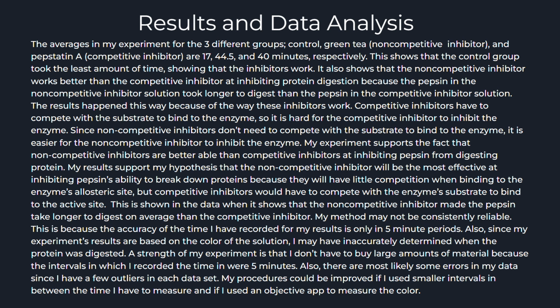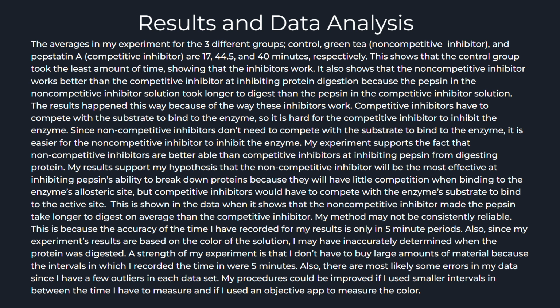And this is my data analysis. The averages in my experiment for the 3 different groups, control, green tea, which is the non-competitive inhibitor, and pepstatin A, the competitive inhibitor, are 17 minutes, 44.5 minutes, and 40 minutes, respectively. This shows that the control group took the least amount of time, showing that the inhibitors work.